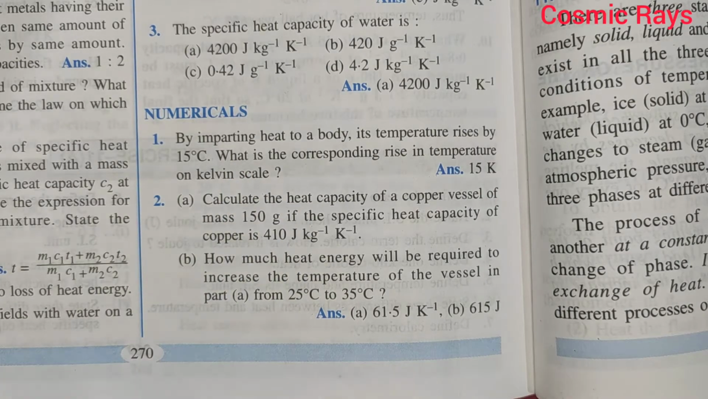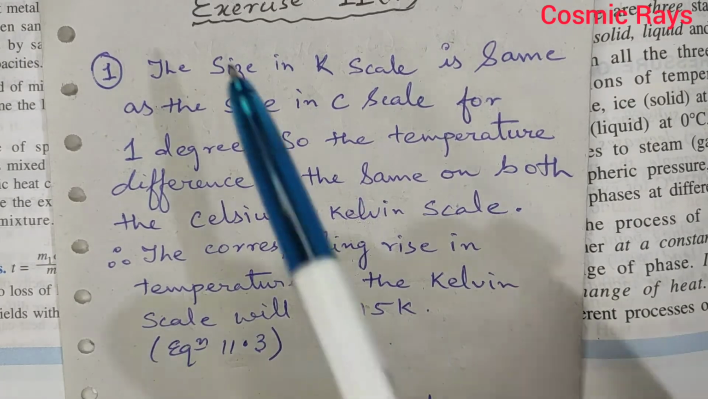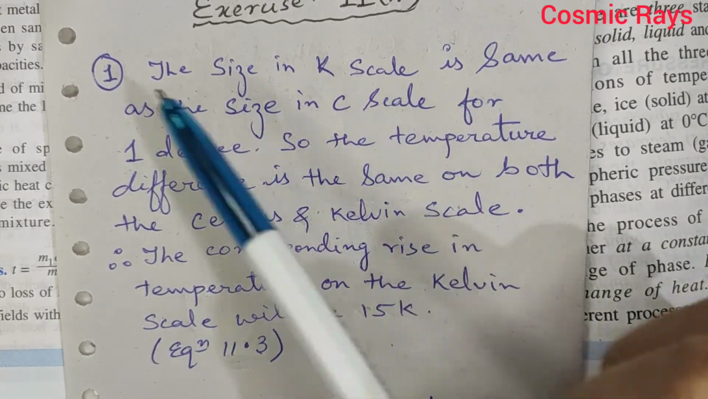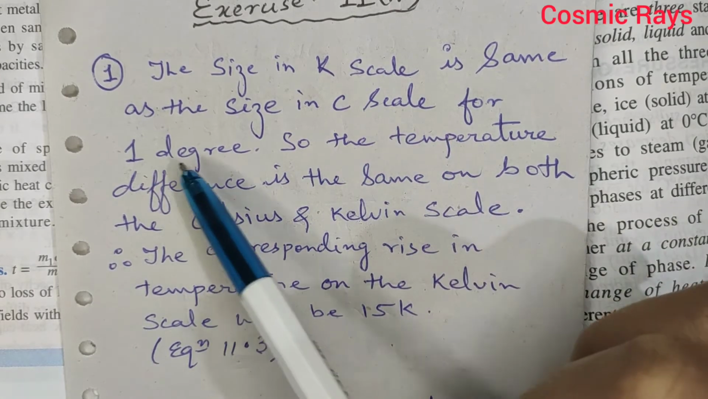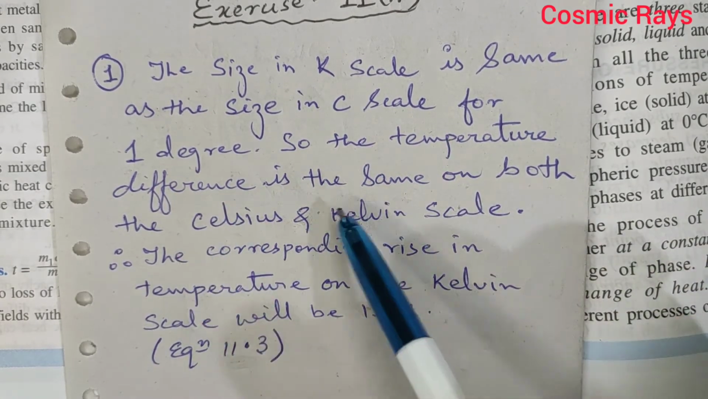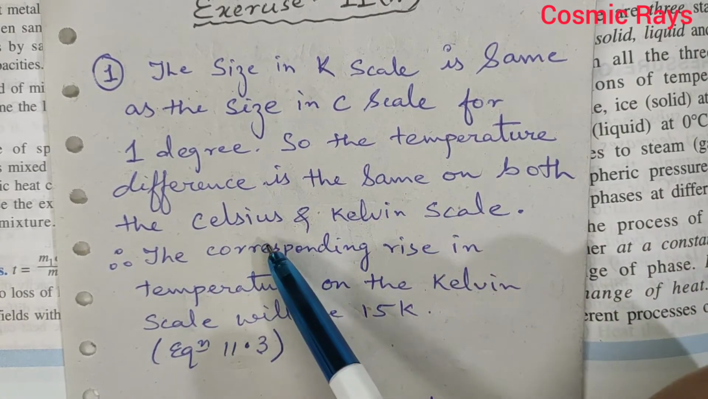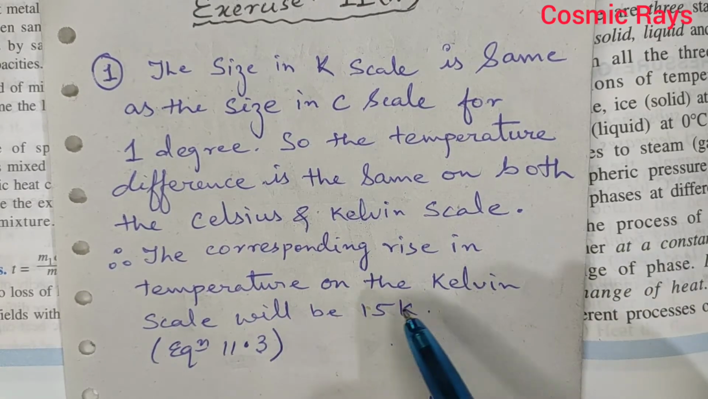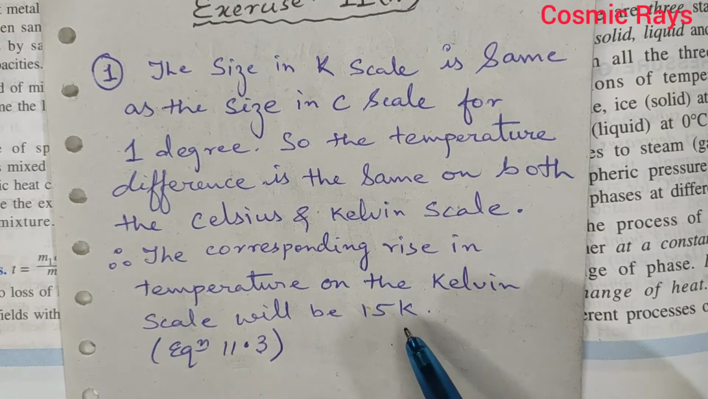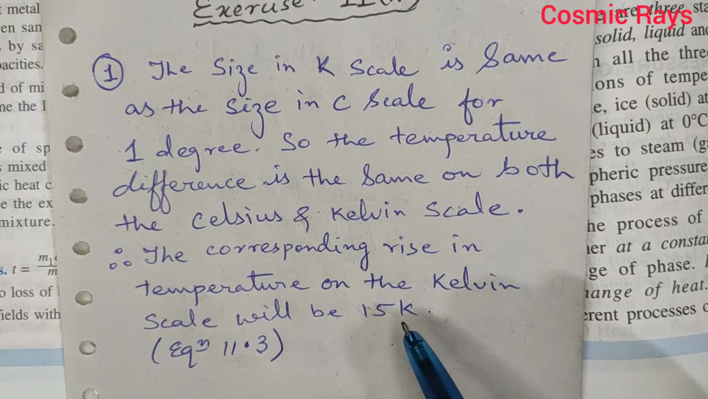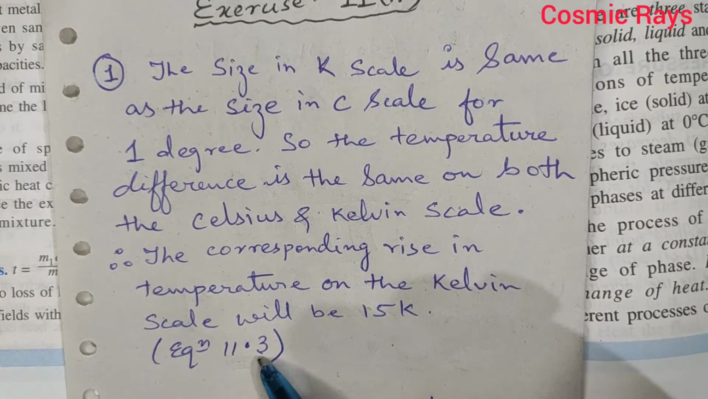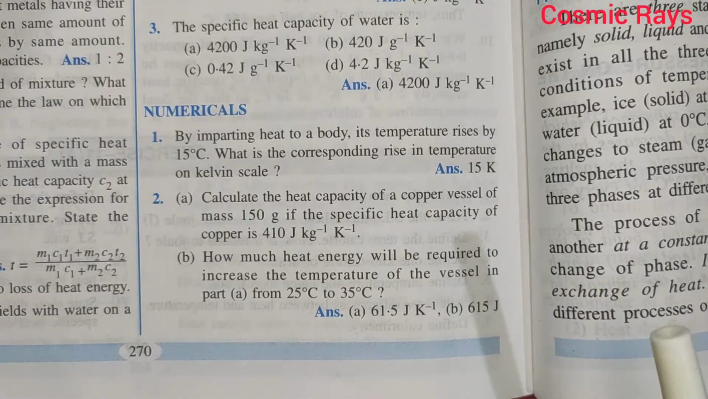What we will do is, we have just written that the size in Kelvin scale for 1 degree is same as the size in Celsius scale for every 1 degree. So the temperature difference is the same on both Celsius and Kelvin scale. So therefore the corresponding rise in the temperature on Kelvin scale will be 15 Kelvin. For deeper understanding of this, you may refer to equation 11.3 of your textbook.